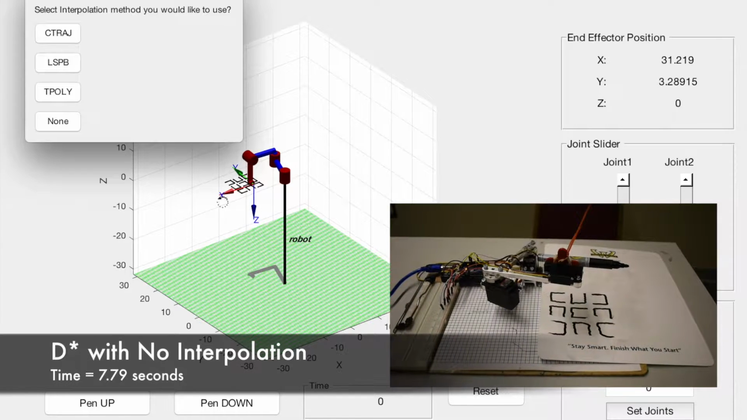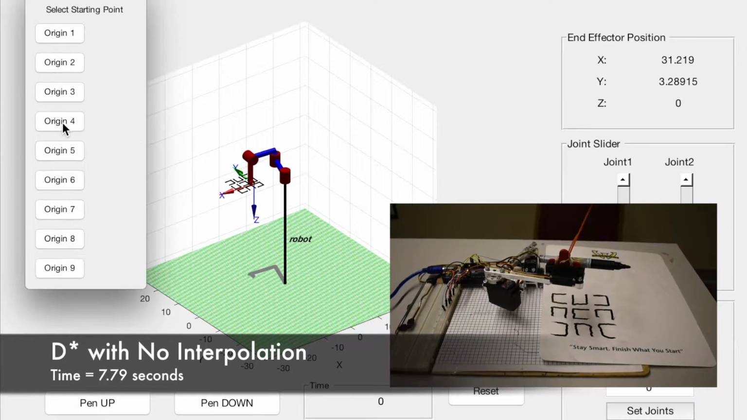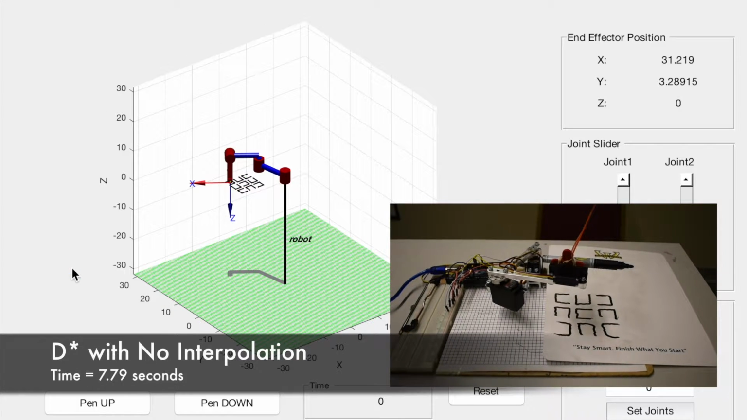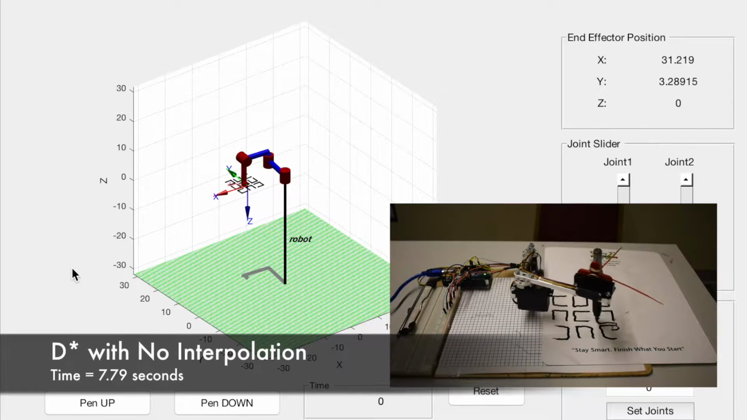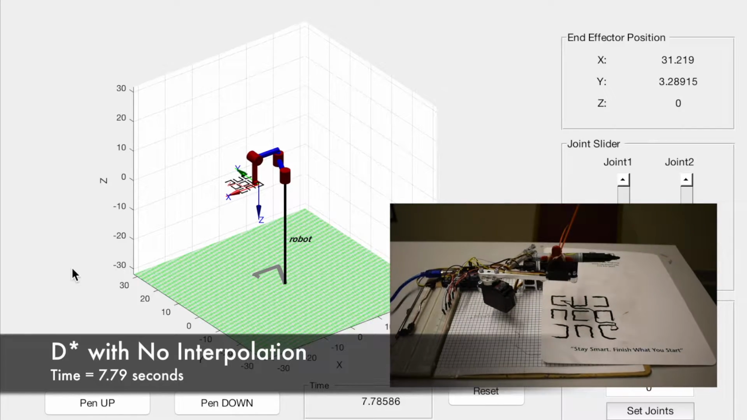Using no interpolation with D-star, the path is drawn simply by connecting the points, and the trajectory is drawn by the robot with constant velocity. In this case, it took our robot 7.79 seconds to move from position 1 to position 9.